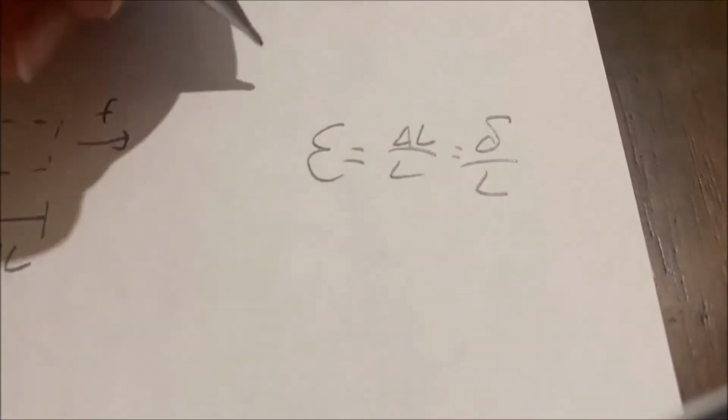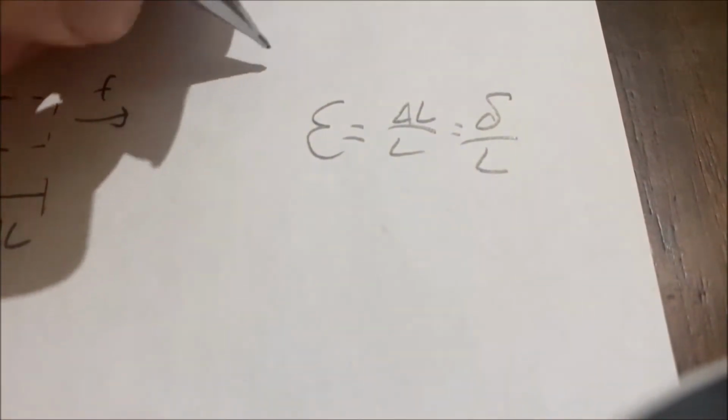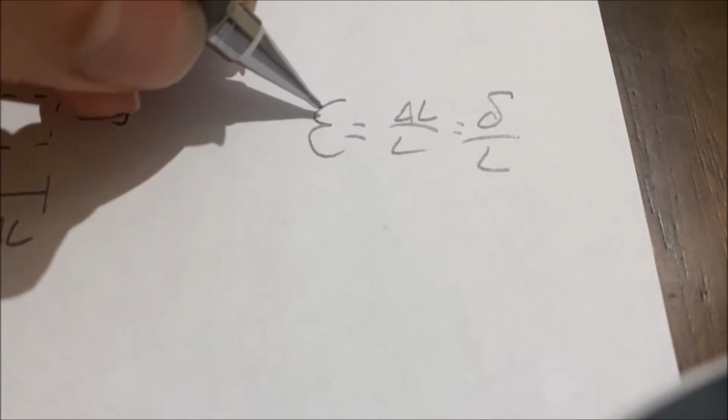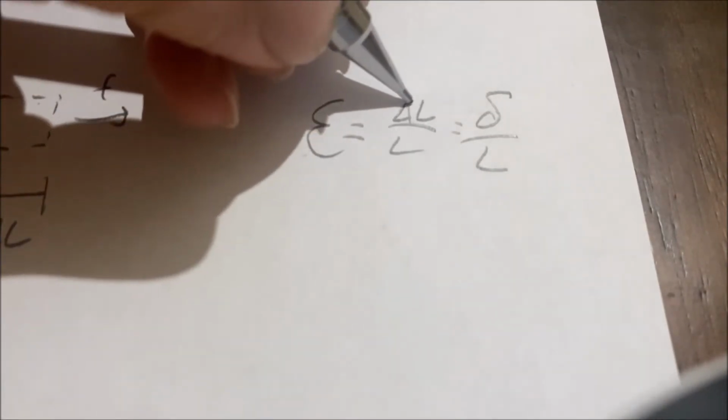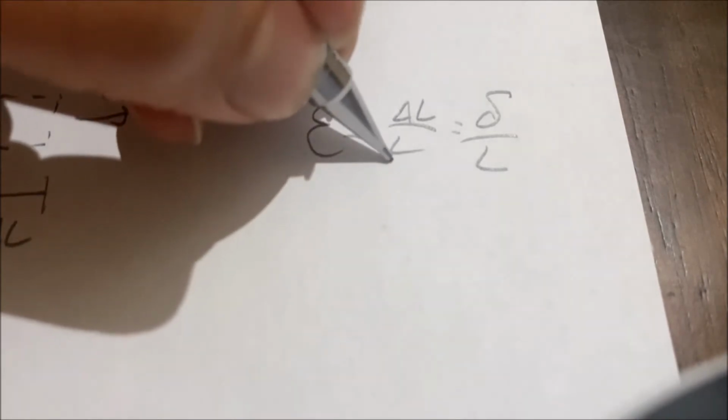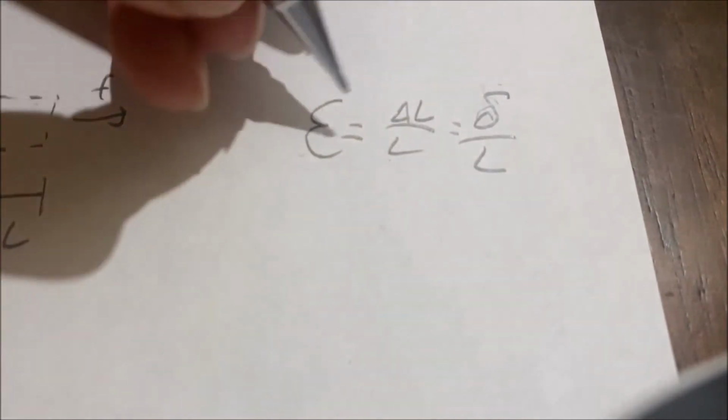So how do we define strain? Strain is defined by this epsilon over here, the Greek letter epsilon, which is our change in length over our original length, which is the change in length divided by L.